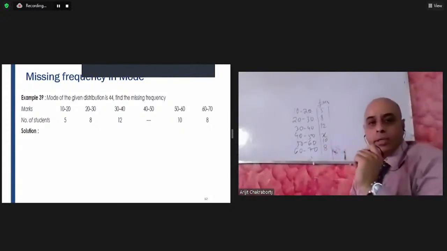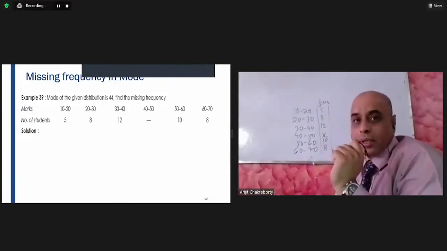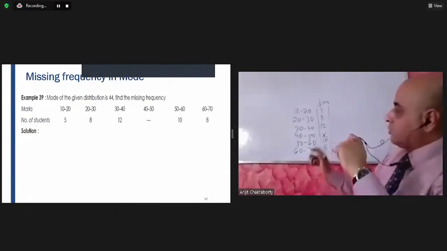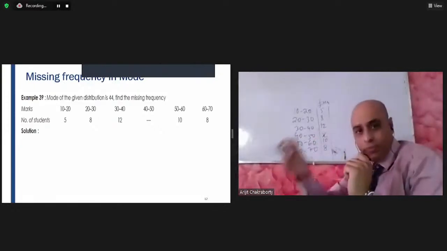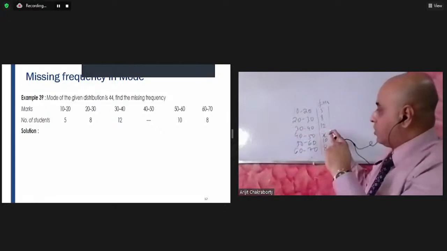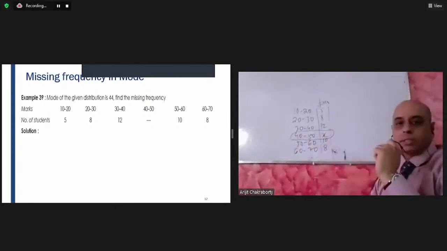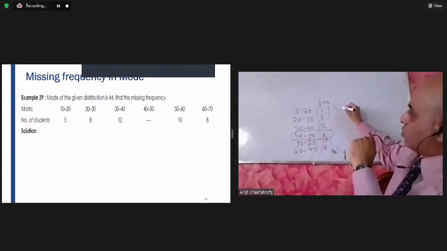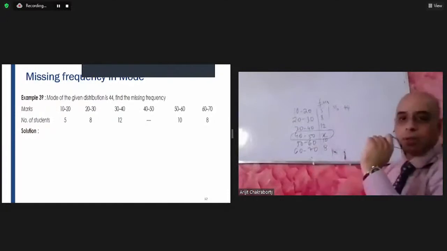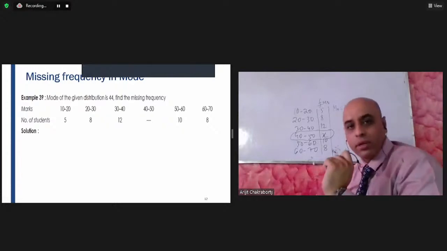Now it is given in the problem that the mode is 44. So we can say that if the mode is 44, that means the mode lies between 40 to 50. Therefore, the modal class is this one, 40 to 50. Why? Because it's given that the mode is 44. It is given in the problem. Okay, please see. So we will work out and we will use the formula which we have learned.